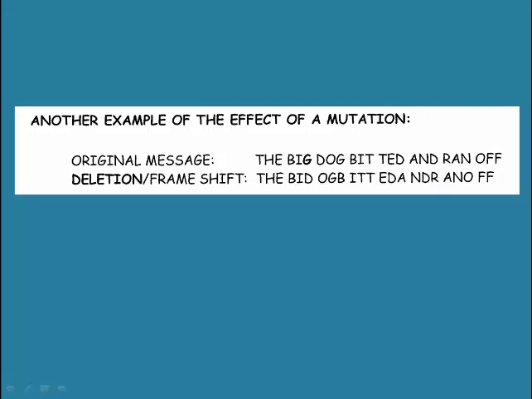Just to give you sort of an idea of how a single deletion can result in a frame shift mutation, let's take something that we're more familiar with, just a sentence that actually makes some sense. The big dog bit Ted and ran off. If one letter is deleted, this would be like deleting one base in the sequence, it becomes nonsense information. The bid og it edda neder anof means nothing. And in the very same way, a deleted base from a sequence of DNA results in a polypeptide that means nothing to the cell and is non-functional.